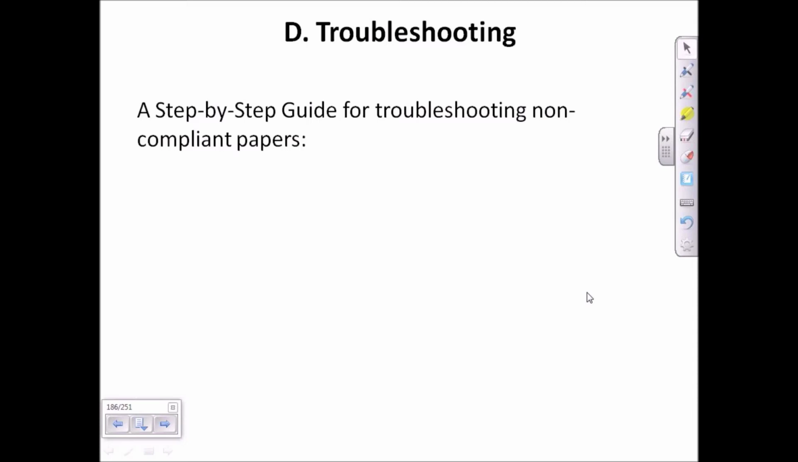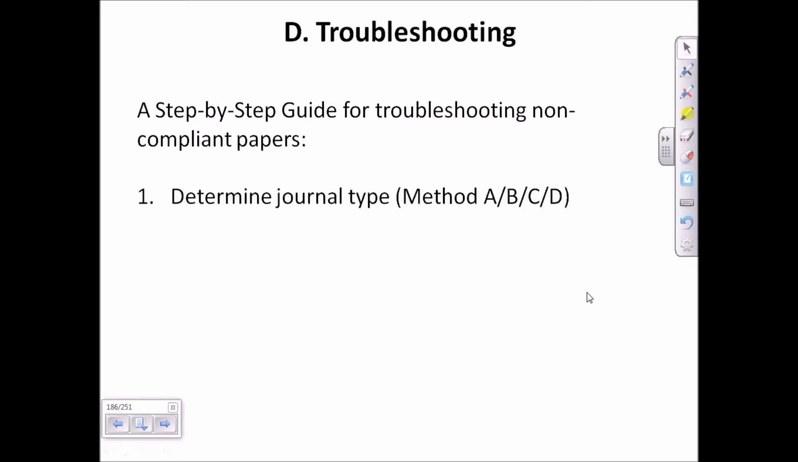Or how do I know, if I have a certain journal in front of me, you know, Lancet or Cell or JAMA, which of the 4 methods it belongs to? So under this section here, I'll explain how to do that. I'm going to tell you how to determine the journal type. You can tell whether it's A, B, C, or D.